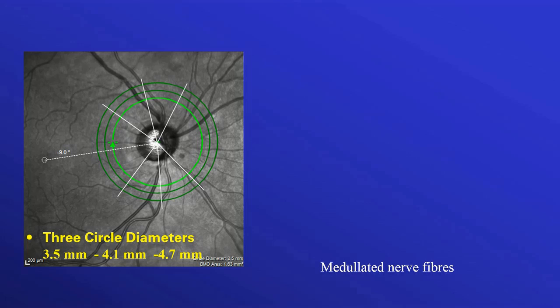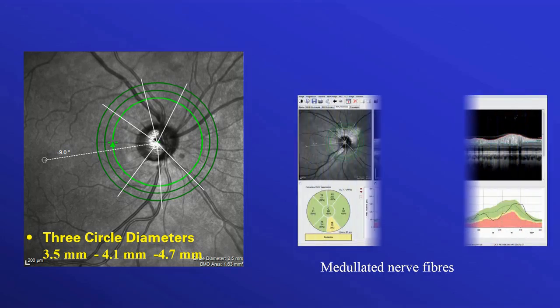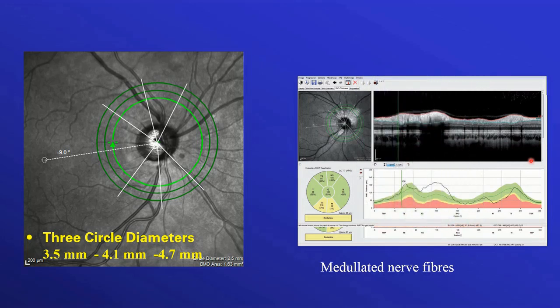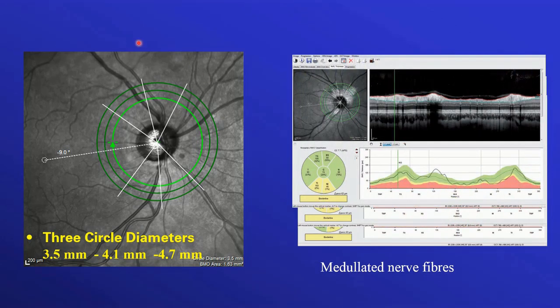The ring is usually 3.5 millimeter, but it can be 4.1 or 4.7 if the operator chooses a wider ring. The wider ring can be applied in case there is pathology that we wish to avoid, like in this example, medullated nerve fiber layer shown in the small ring, in the middle ring, and in the large ring, so you can avoid such a problem and get information of the nerve fiber layer.